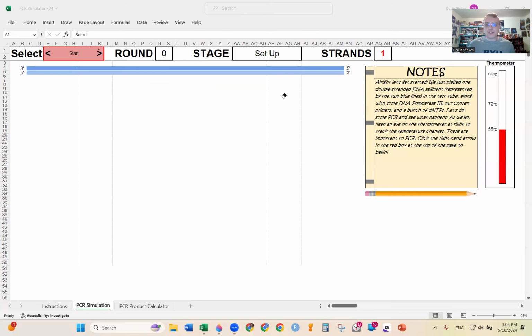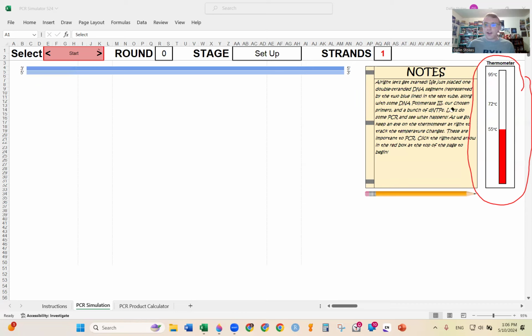So there's our double-stranded DNA, and you'll notice that the 5' and 3' ends are labeled on each of the strands, and that'll become important here in a sec, because we learned about that last week. And then you'll notice over here on the right-hand side, I've got a thermometer, which is also going to become important because we use heat a lot in the PCR process. So keep an eye on that thermometer as well.